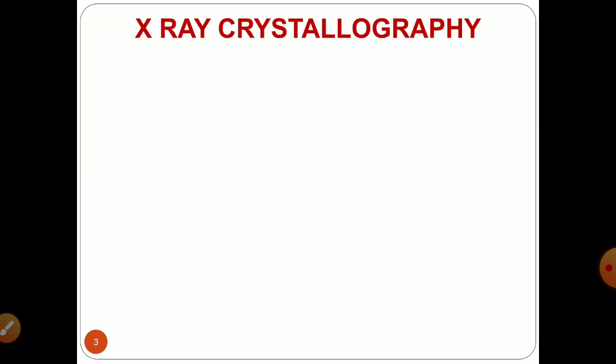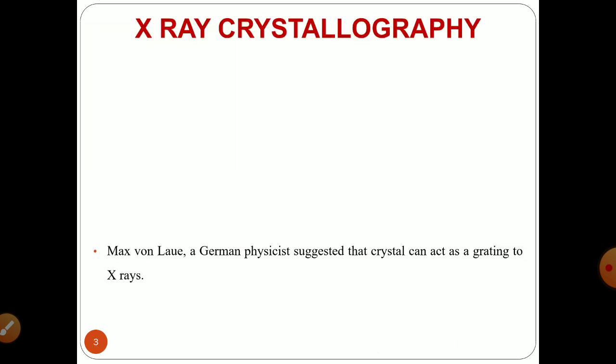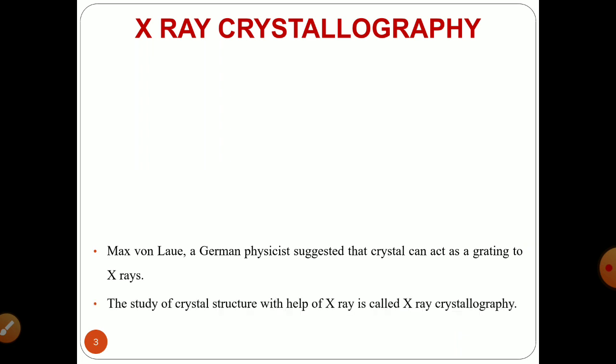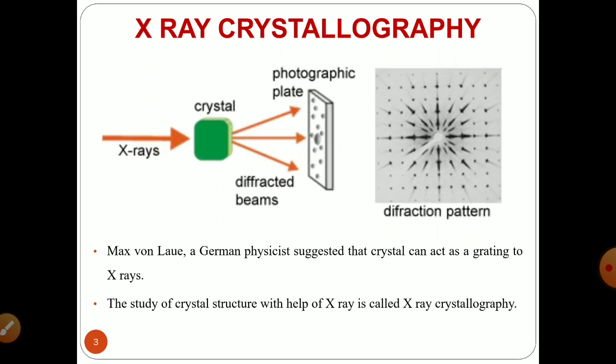Since the wavelength of X-ray is the same as that of interatomic distance, a German physicist Max von Laue suggested that a crystal can act as a grating to X-rays. Thus, when a beam of X-ray is allowed to fall on a crystal, a large number of images of different intensities are formed. Therefore, the study of crystal structure with the help of X-rays is called X-ray crystallography.